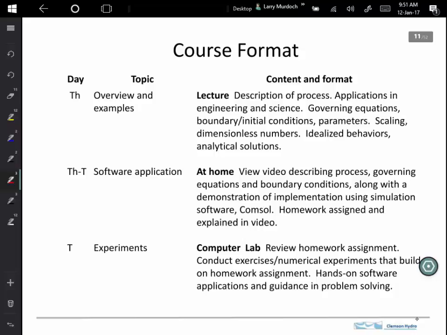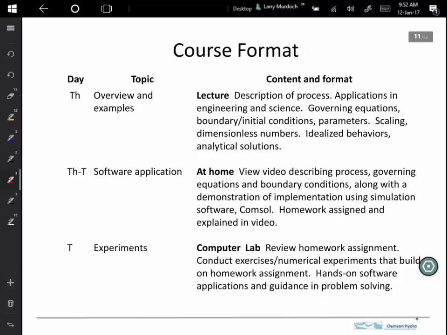Okay, so this is at the bottom of the syllabus, and it shows the format of how the course is going to be organized. We meet on Tuesdays and Thursdays, and we're going to be doing quite different things on those two days. Thursdays will be lecture, and Tuesdays will be lab. So we'll have 15 lectures and 15 labs.